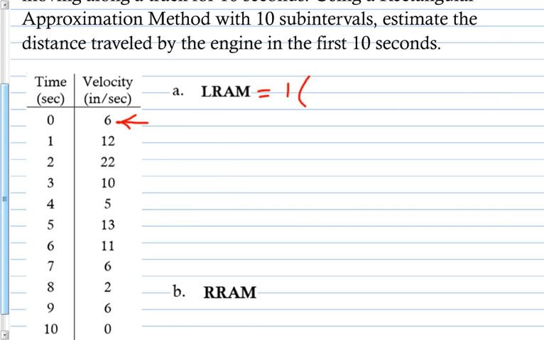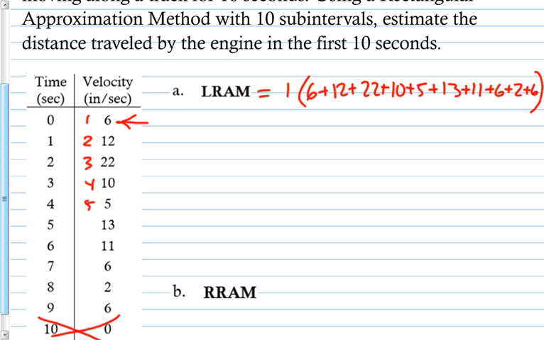So it's going to be 6 plus 12 plus 22 plus 10 plus 5 plus 13 plus 11 plus 6 plus 2 plus 6. What did I not include? I did not include the last one because that's going to be on the right. I already have my 10. 1, 2, 3, 4, 5, 6, 7, 8, 9, 10. Those are the heights for my 10 rectangles. All right, so add all those babies up, and I get 93.